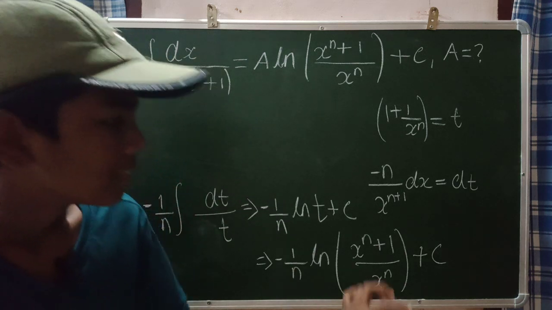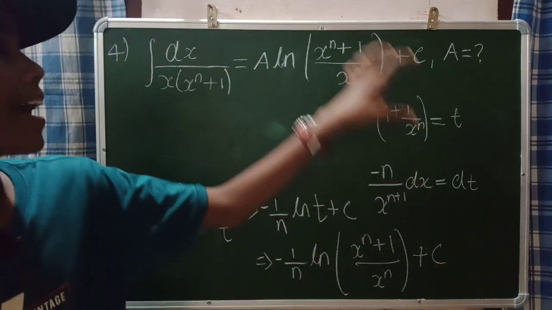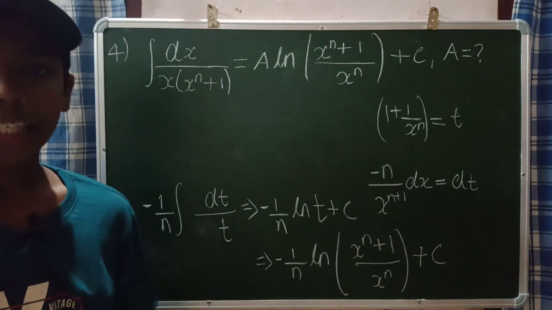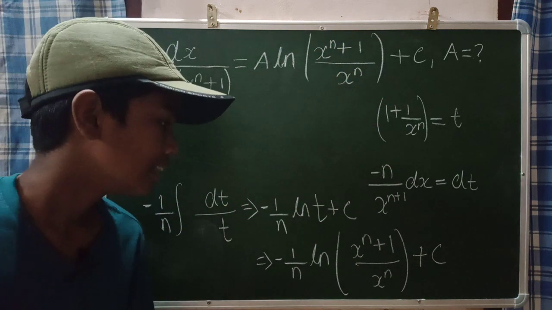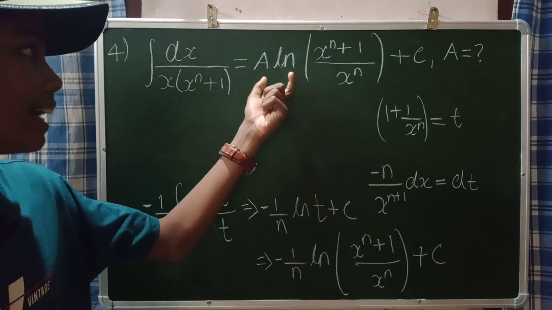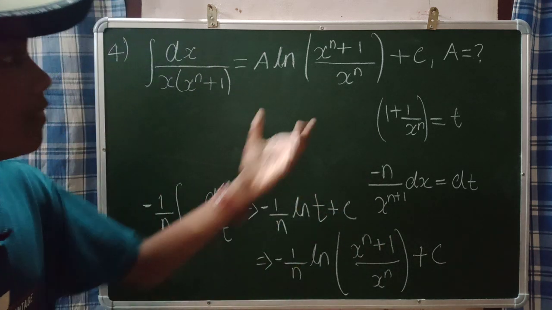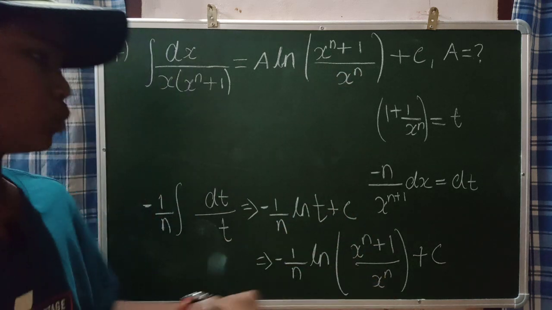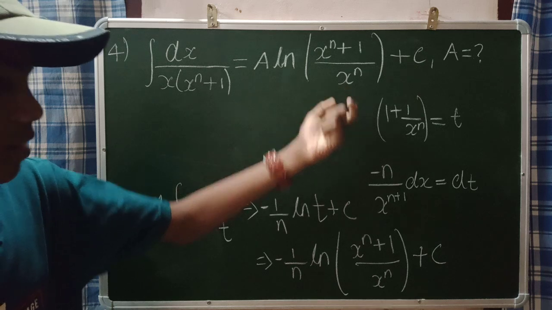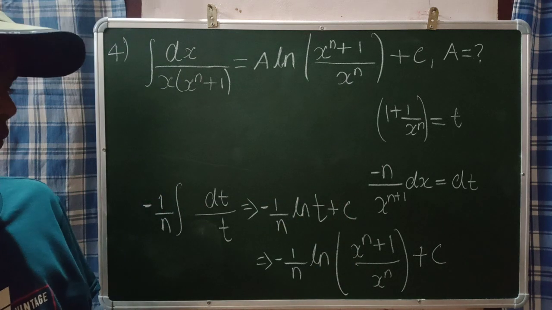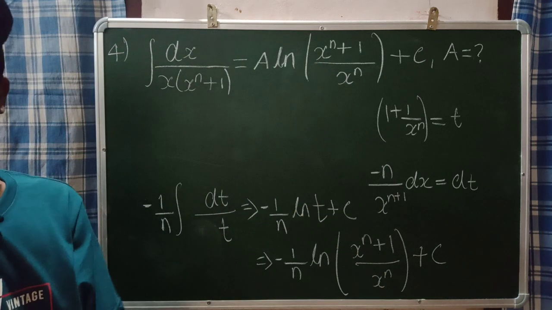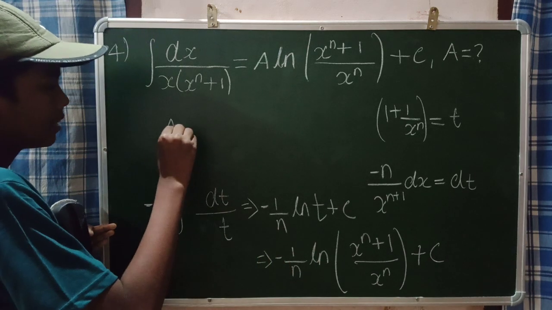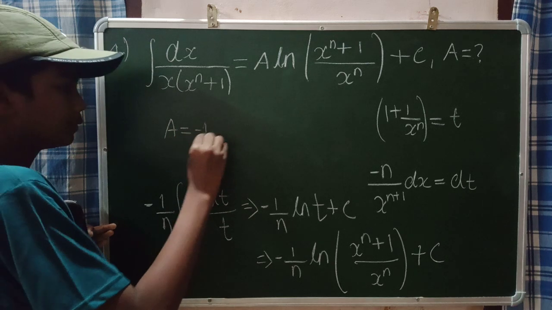Now, this expression and the expression given in the question are in sync. If they are in sync, try to match them. We are having ln, same here we are having ln. We are having x to the power of n plus 1, here also we are having x to the power of n plus 1. Here we are having denominator x to the power of n, same here also x to the power of n. And the constant is also the same. If they are the same, then of course it shows that your a is minus 1 by n, and that's the answer for this question.